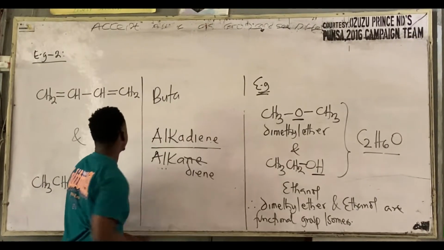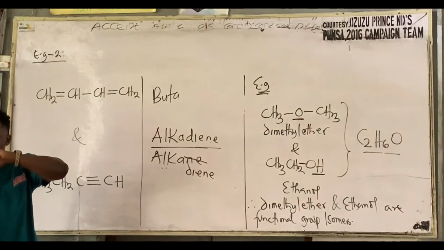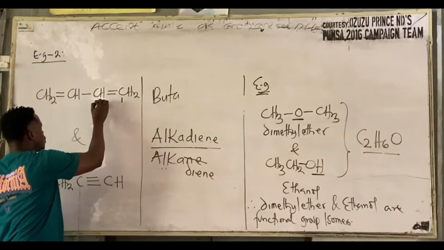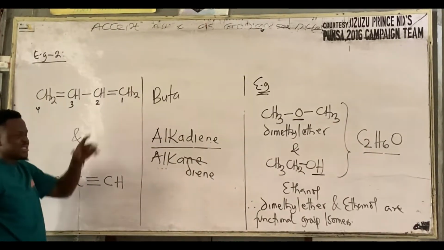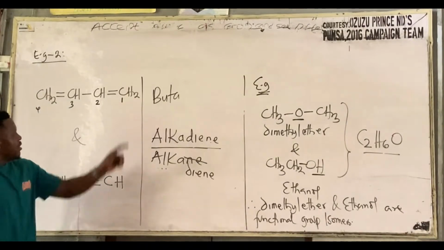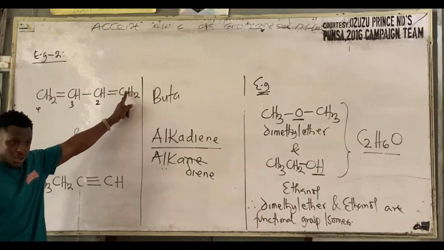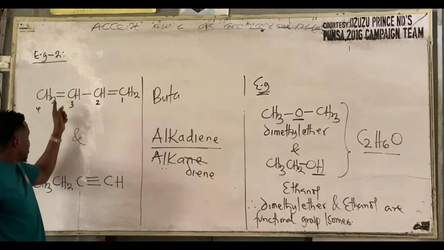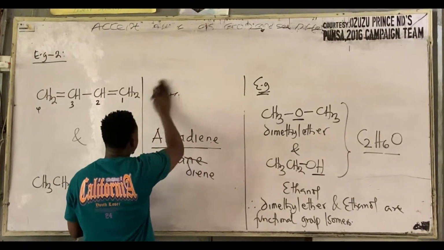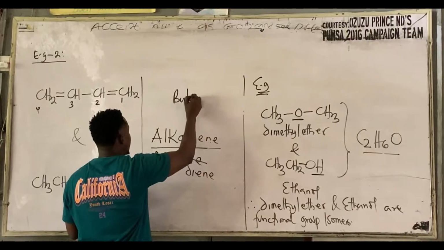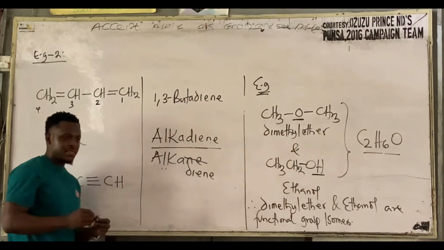Now let's number this guy so that we can get to the position of the double bond, like 1, 2, 3, 4. The numbering is from the side that gives the double bond the smallest number. The first double bond is attached to the first carbon here. This is position 1. The next one is attached to position 3. So you say buta-1,3-diene.